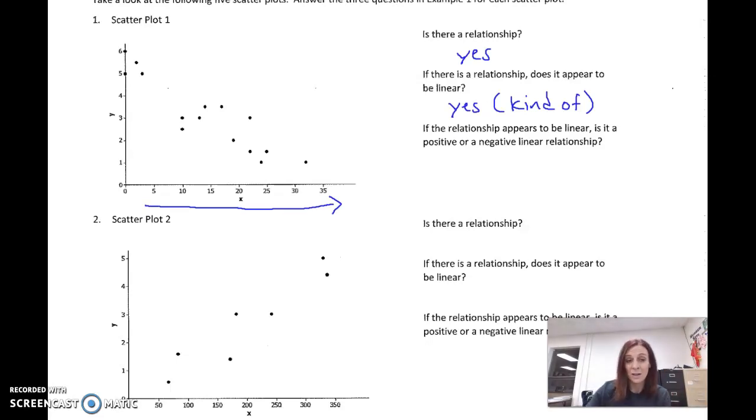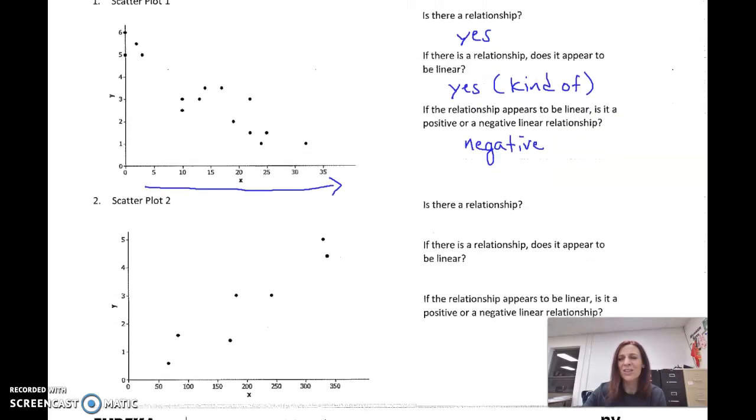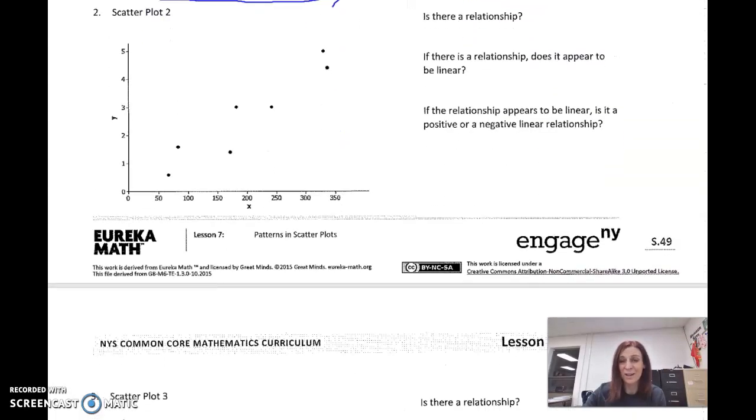Here's the deal. The x is always increasing. We graph from left to right. Is this trend going up or down? It's going down. Our slope is going down. So this would be a negative relationship. And this is all we're doing for the next few examples here, just trying to get used to looking at different types of scatter plots.